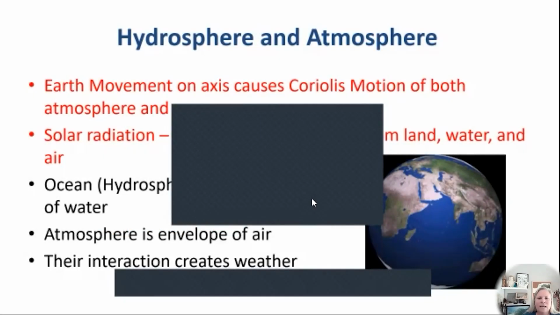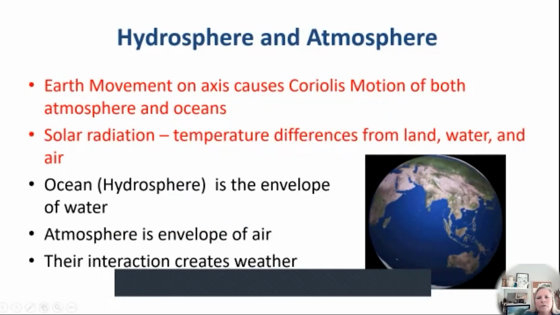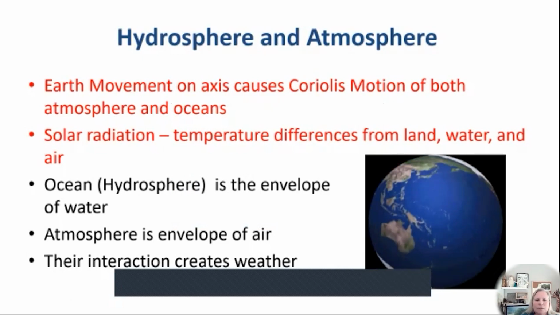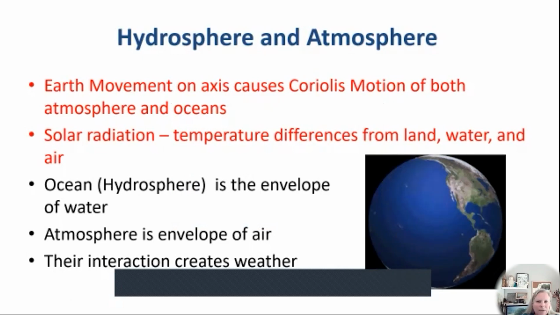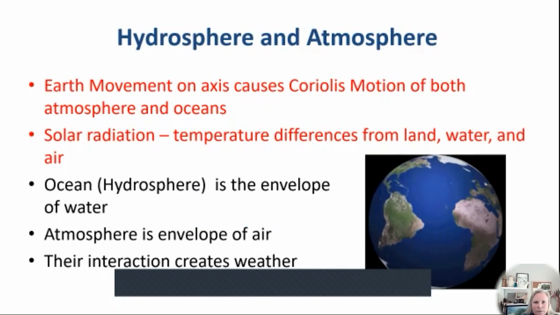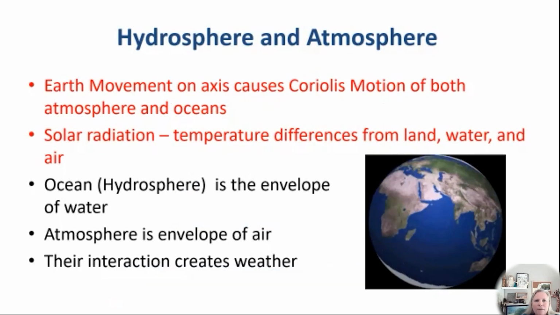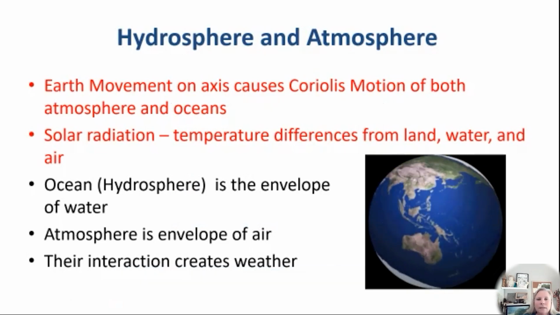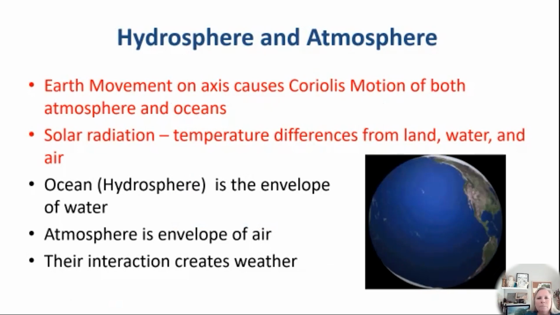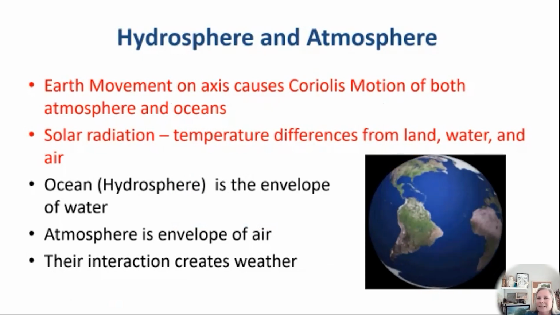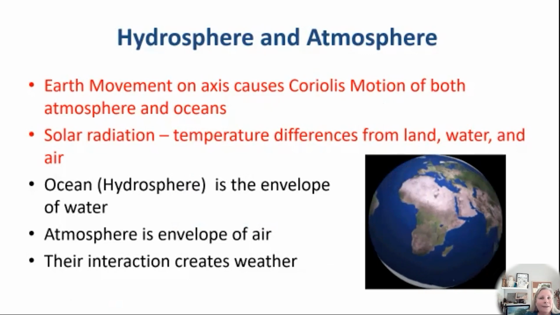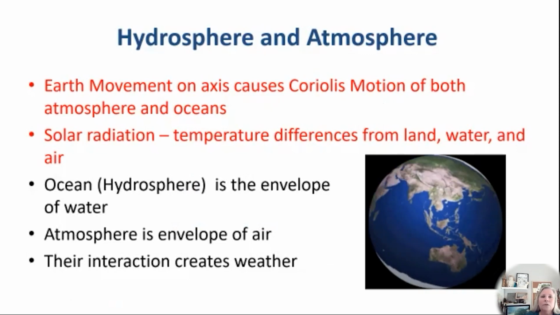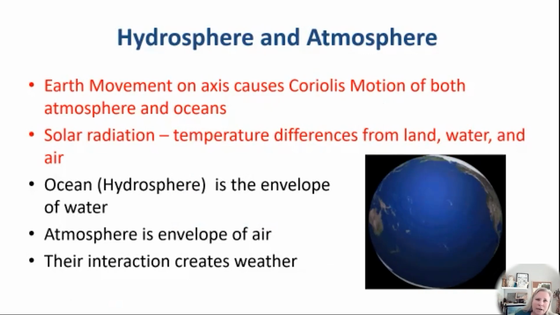Earth is moving on its axis, and that causes a really unique effect called the Coriolis motion. And that happens in both the atmosphere and in the oceans. Now, another big effect that we have is the solar radiation. That's the sun shining down. And that gives us big temperature differences between the land and the water and the air. Okay, so those are two big things, Earth motion and the solar radiation.